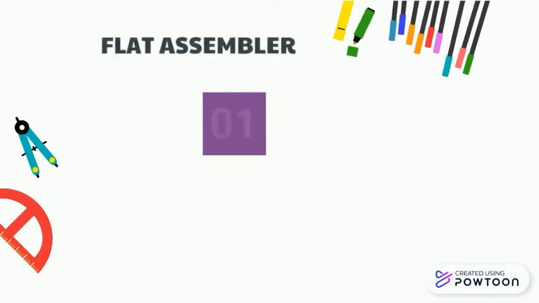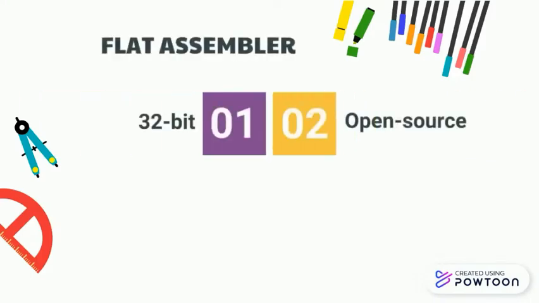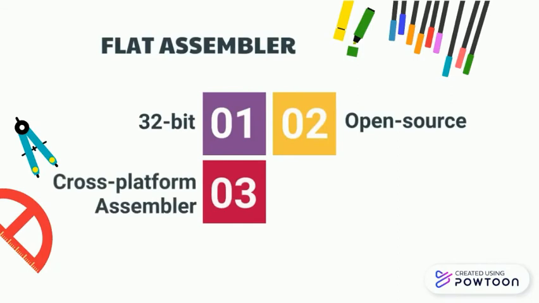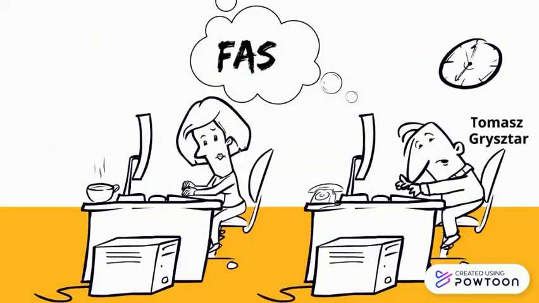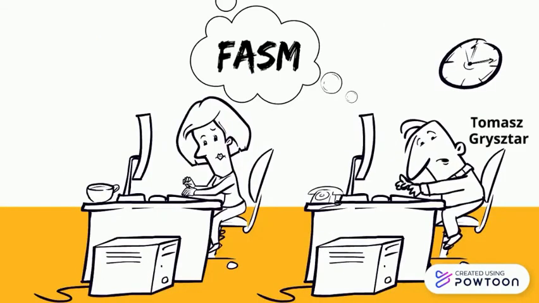FASM or Flat Assembler is a 32-bit, open-source, cross-platform assembler targeting the IA-32 and x86-64 architectures. FASM was made by one person, Tomasz Grysztar, in 1999. At that time he was an undergraduate student of mathematics from Poland, and it was released publicly in March 2000.